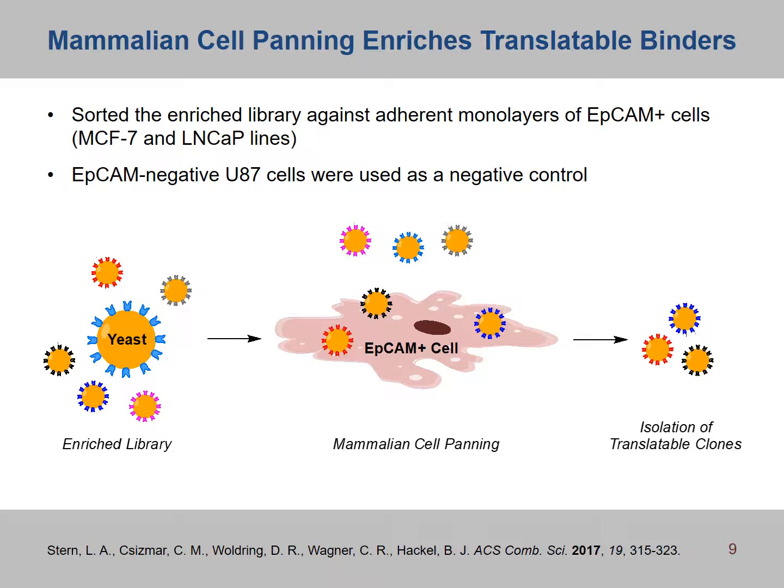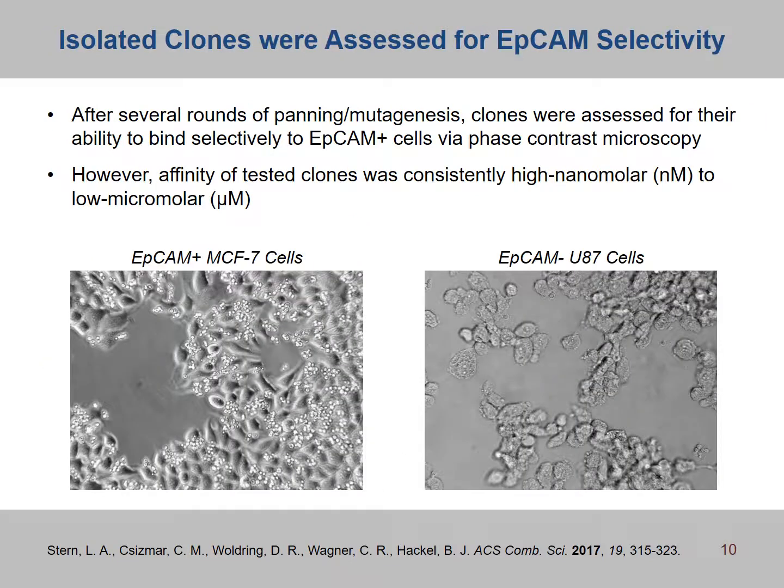We used two different cell lines for this, MCF7 and LNCaP, and we panned against the EpCAM-negative cell line U87 as a control. After several rounds of panning, we identified clones that bound selectively to the EpCAM-positive cells, as demonstrated by these phase contrast microscopy images.